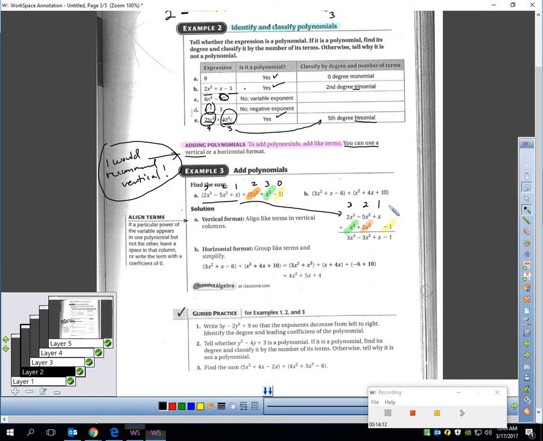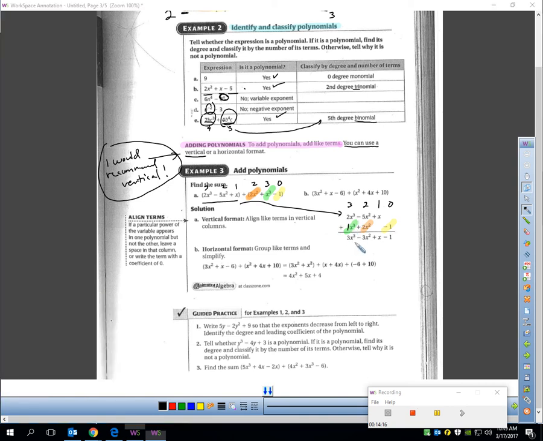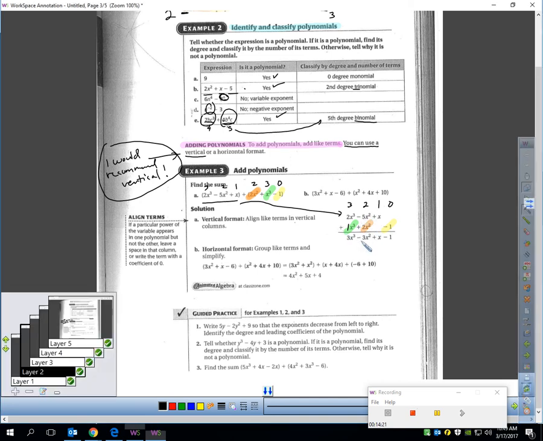Well, it's pretty hard to screw this up now. I'm adding 2x cubed plus 1x cubed is 3x cubed. Negative 5x squared plus 2x squared is negative 3x squared. 1x plus 0 is 1x. And 0 plus negative 1 is negative 1. There is the correct addition of these 2 trinomials.